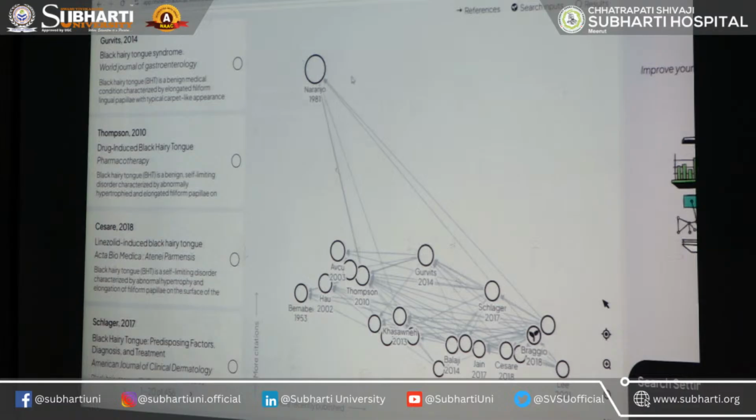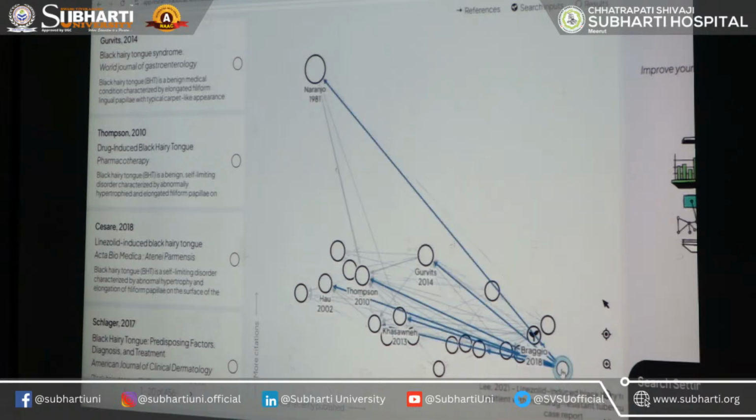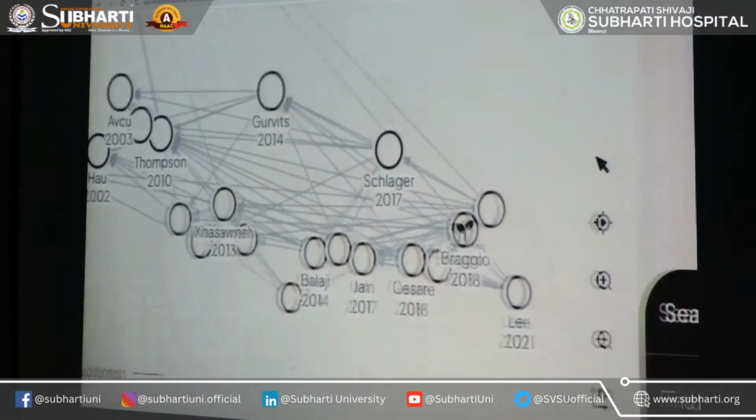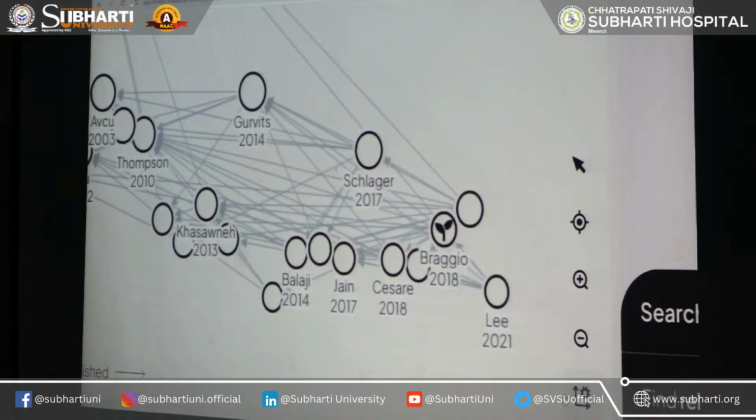And now with the years listed, you can see that the first case reported on this was probably this 1953 one, by Burnaby. And the last case reported was in 2021. So just by AI, you can see how the literature is spread on the topic.